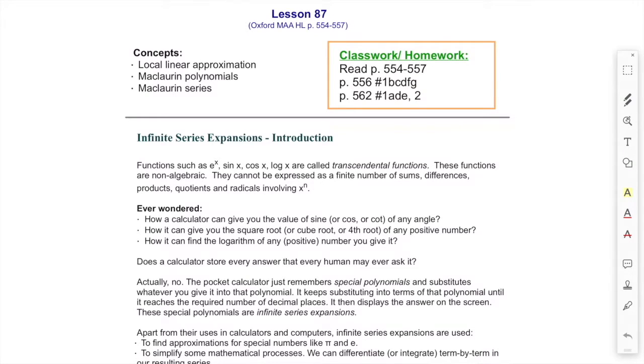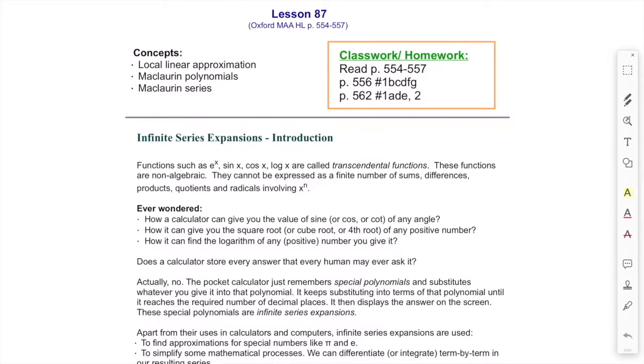The key takeaway from this paragraph is to keep curious about certain questions, like have you ever wondered how calculators give you the values of sine, cosine, cotangent of any angle, or the square root, or the nth root of any positive numbers, or how your calculators calculate log of any positive numbers that you may have.